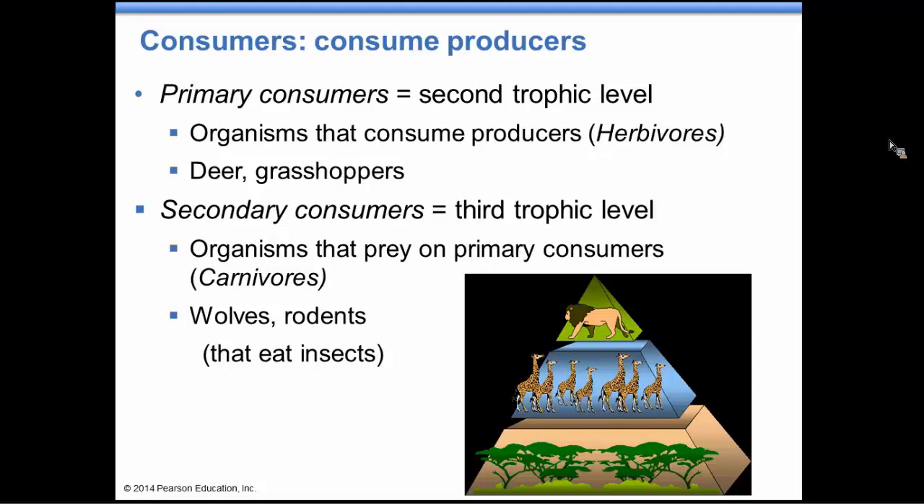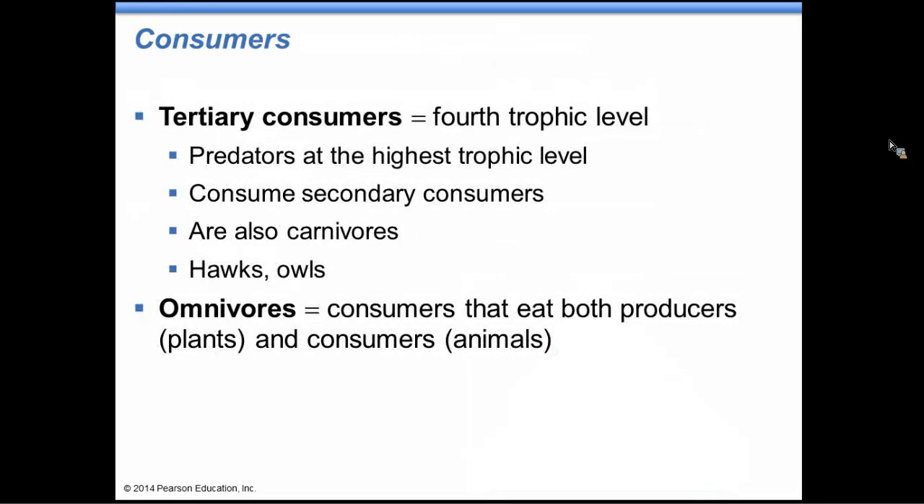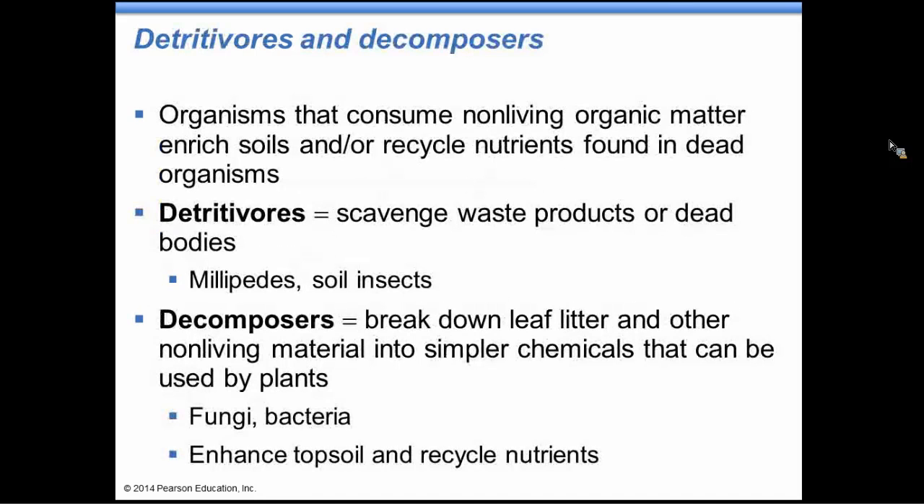the producers. And then the third trophic level consists of secondary consumers, and these just prey on the primary consumers. And then predators that feed at still higher trophic levels are known as tertiary consumers. And secondary and tertiary consumers are carnivores because they eat animals. However, they could also be omnivores, meaning they eat both producers, plants, and consumers, animals.